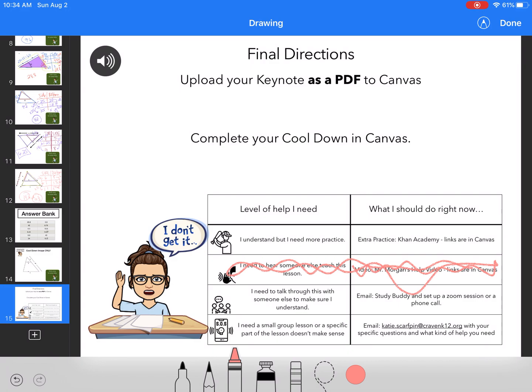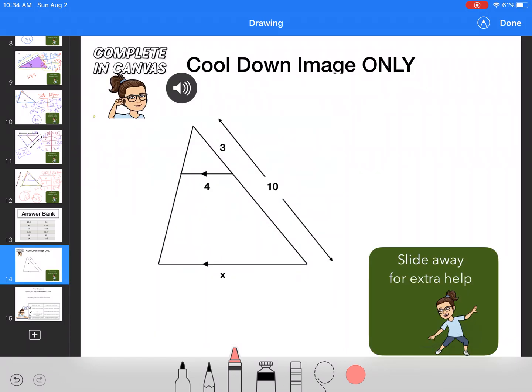Make sure you upload your Keynote as a PDF and you do your cool down in Canvas. Remember, the picture is here, but I need you to do the cool down on Canvas.